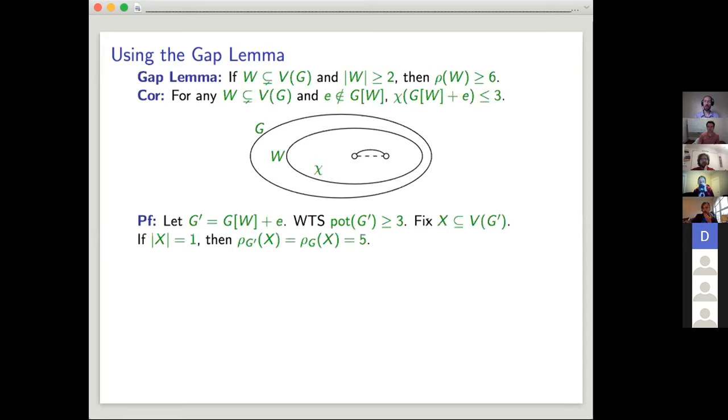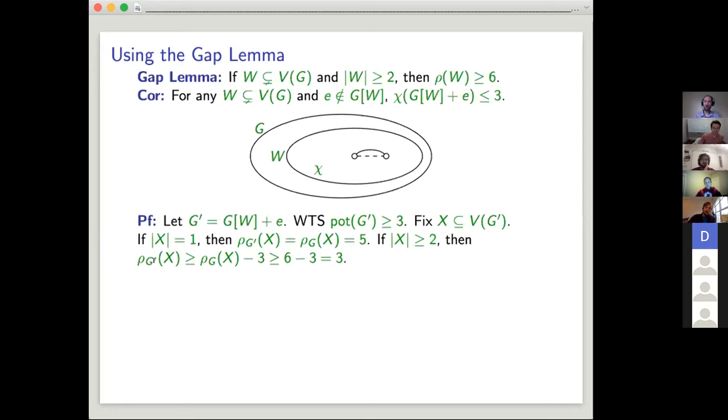So what we're going to do is we consider any particular subgraph of these vertices in G prime. If you're just a single vertex, then you go back, remember the potential is 5 times the number of vertices minus 3 times the number of edges induced by those vertices. So if you're just a single vertex, then you don't induce any edges. So your potential is just 5.